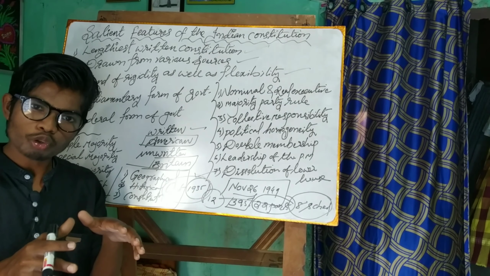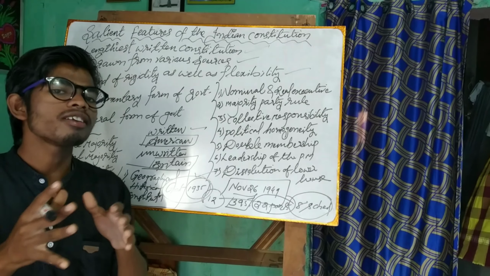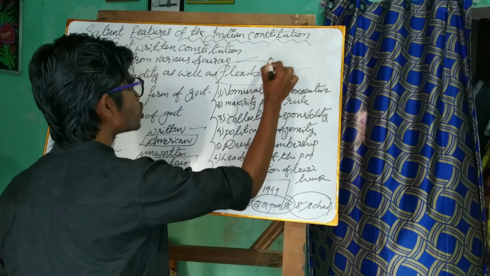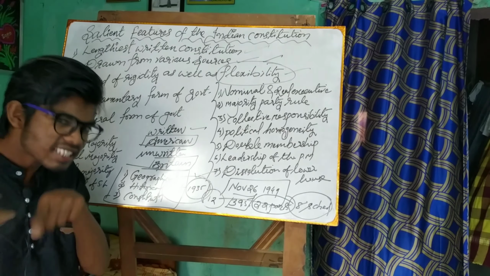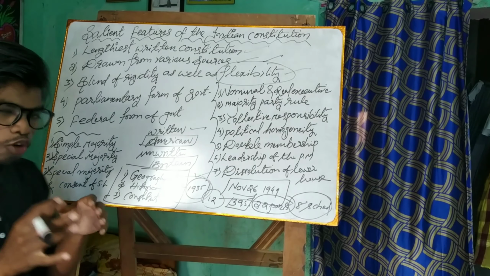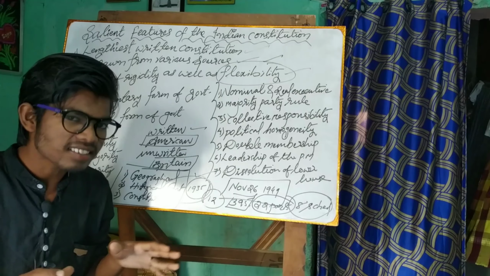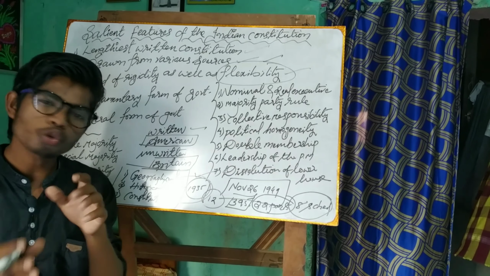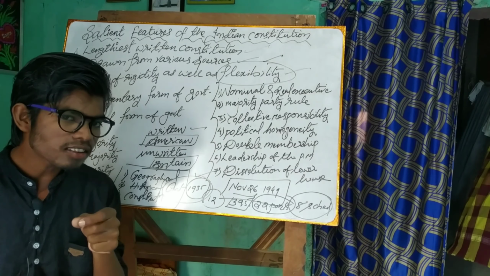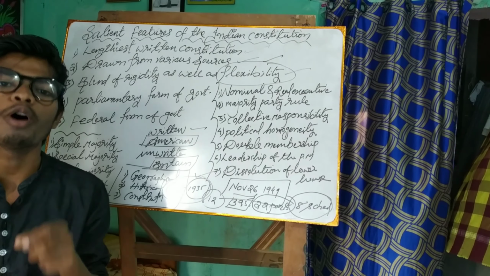A rigid constitution is one which requires a special procedure for its amendment. On the other hand, a flexible constitution is one that can be amended in the same manner as ordinary laws are made. Let me give you a brief understanding of this blend, because the Indian Constitution is neither rigid nor flexible, but a synthesis of both.